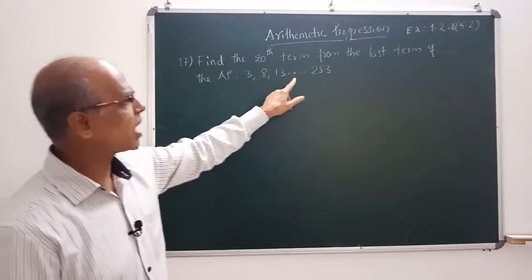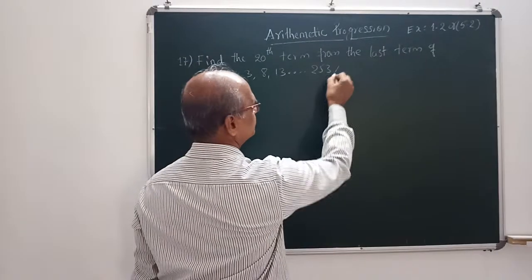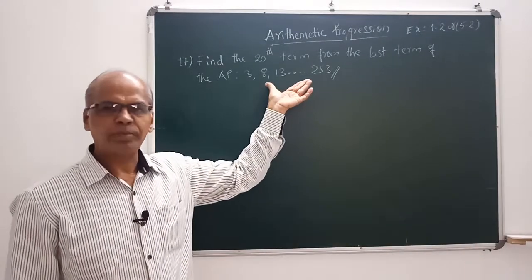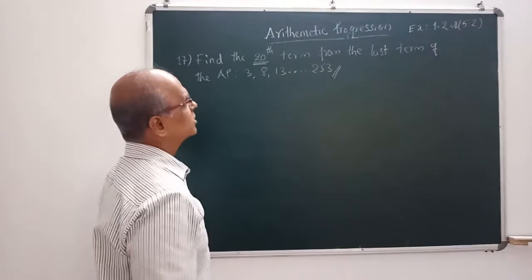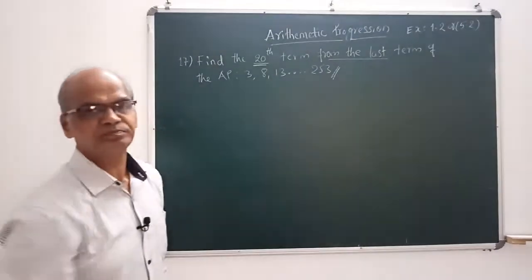3, 8, 13 and so on up to 253. See, this is our last term. 253 is the last term in this particular AP. What they have asked is: you have to find the 20th term, but from the last. That means from here you have to find the 20th term.